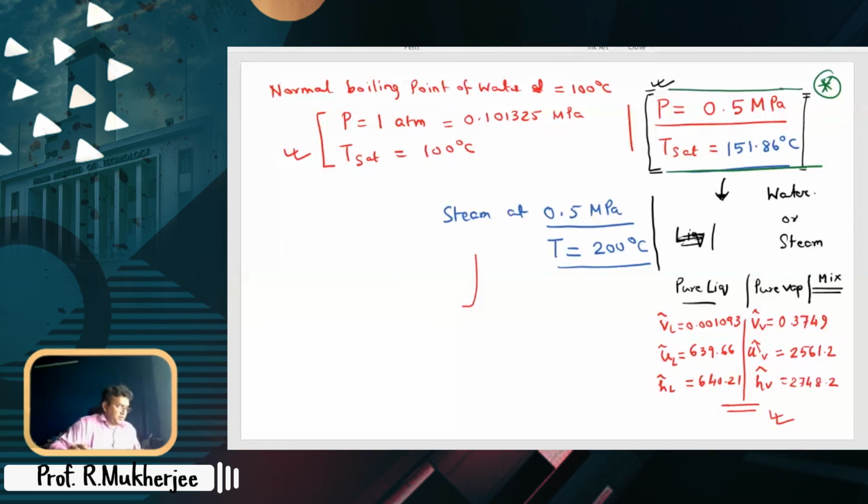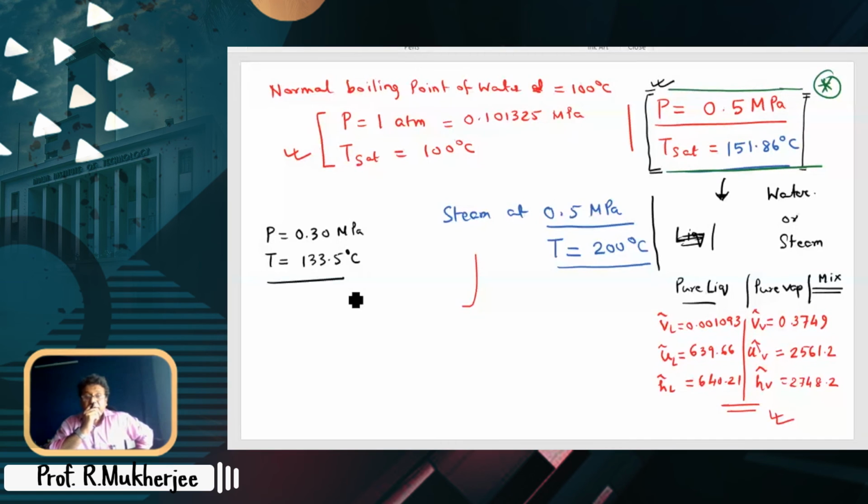What is the data I give you? I give you P equal to 0.30 megapascal and T equal to 133.55 degrees centigrade. So what would you do now? You would go to the pressure table again. You will find the pressure and you will find what the Tsat is. If you look into the pressure table, your Tsat is 133.55 degrees centigrade. So therefore, whatever is given here is saturated.